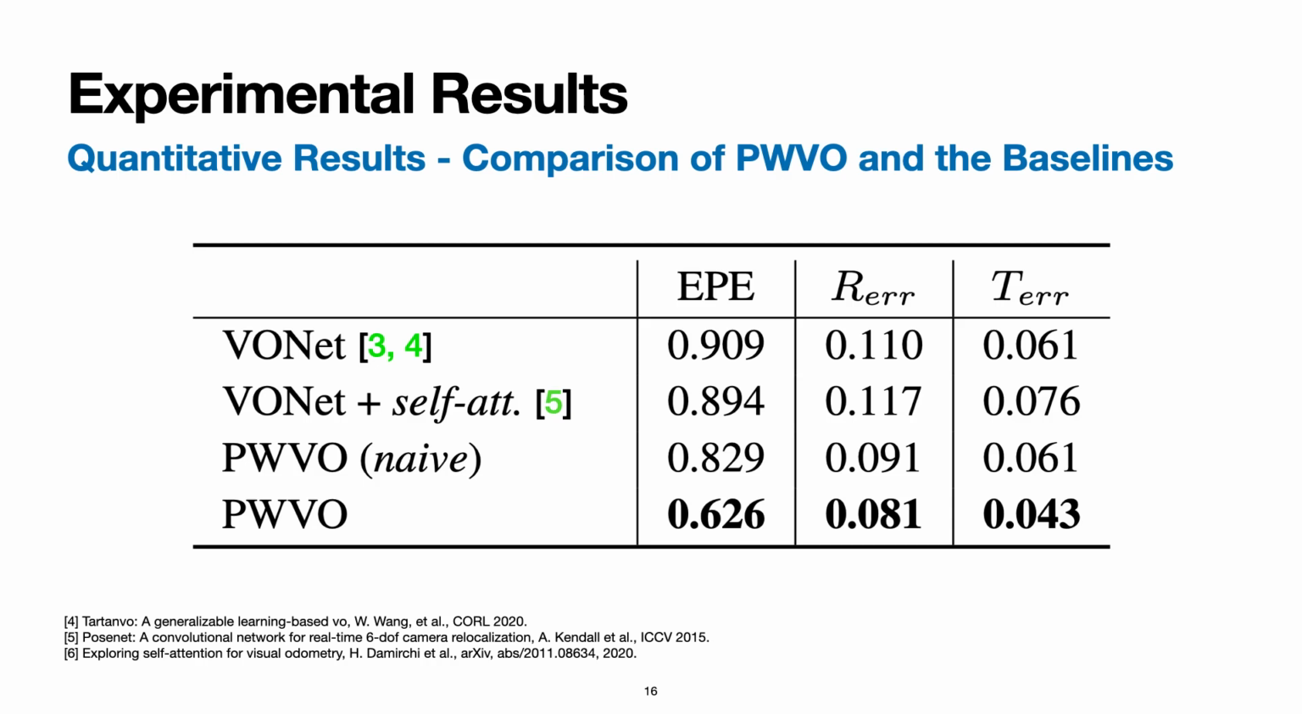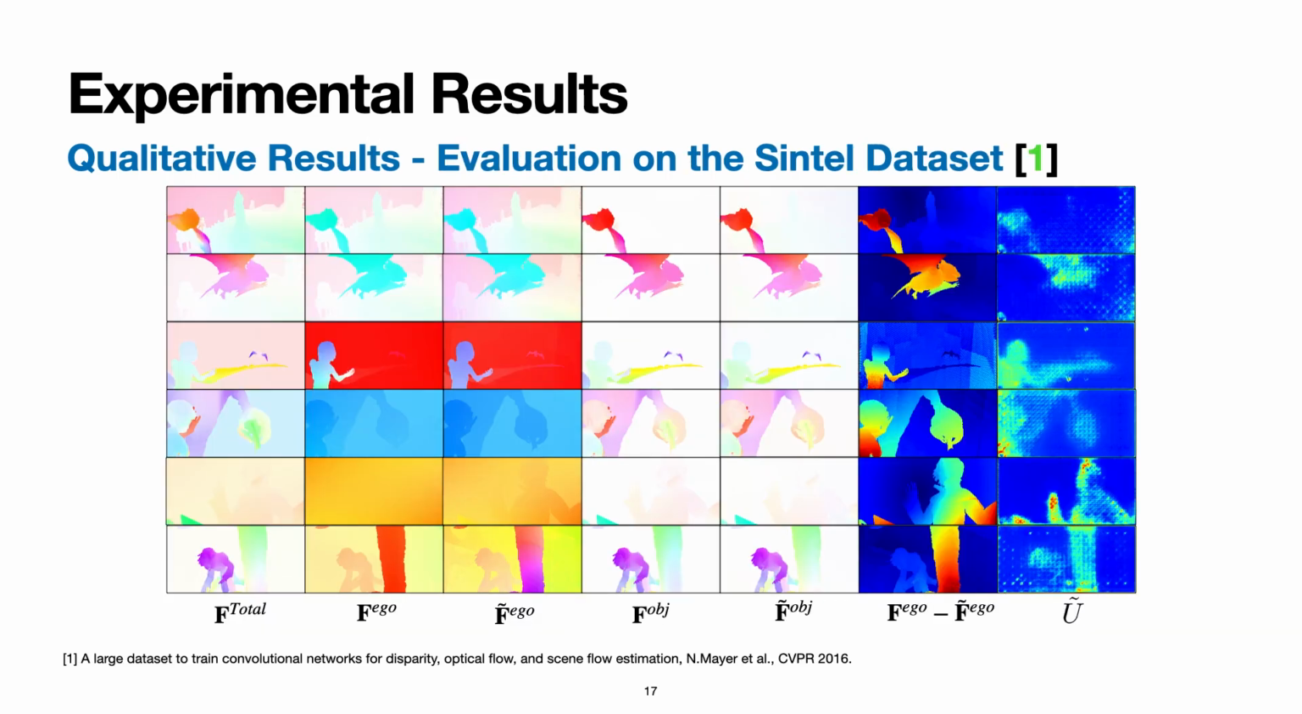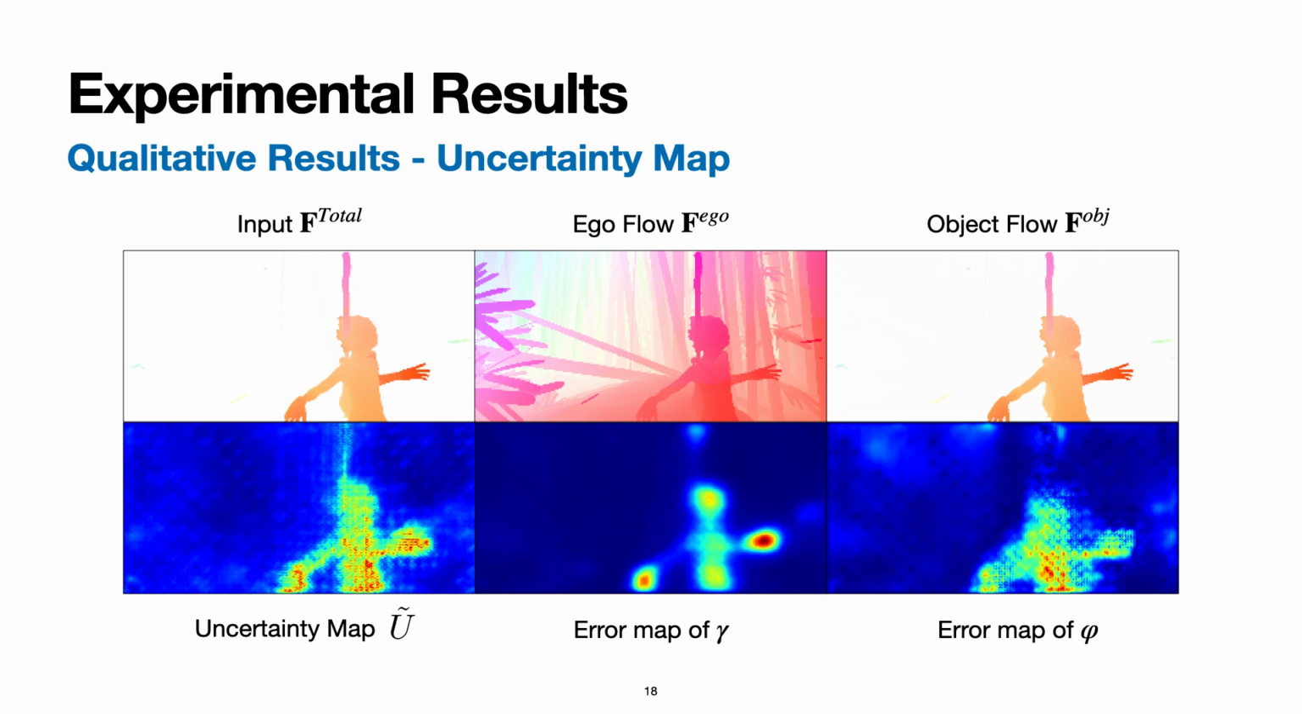The naive PWVO without selection module degrades the performance by a large margin, which represents the effectiveness of the design of the selection module. The figure represents several examples for demonstrating the qualitative results of PWVO on the Tinto validation set. It can be observed that the predicted ego and object flow maps align closely with the ground truth annotation, and the estimated uncertainty maps are highly correlated with the error map of ego flow maps. In the shortcut, it can be observed that the uncertainty map is highly correlated with the error map of rotation and translation, which implies that the uncertainty map is able to capture the noise in the input observation.